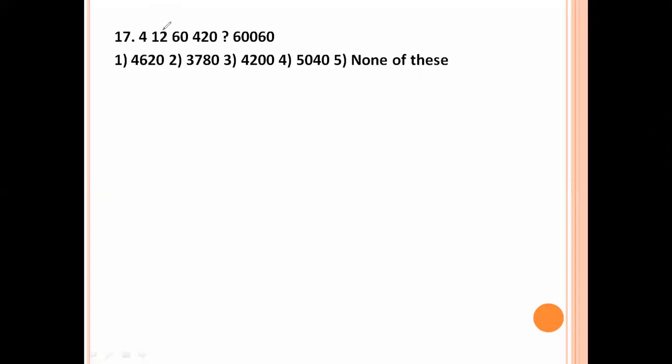Next. Here, 4, 12, 60, 420, question mark, 60060. So here also difference more means multiplication. 4 threes are 12, 12 fives are 60, 60 sevens are 420. Into 3, into 5, into 7, into here 9 or 11, we decide.